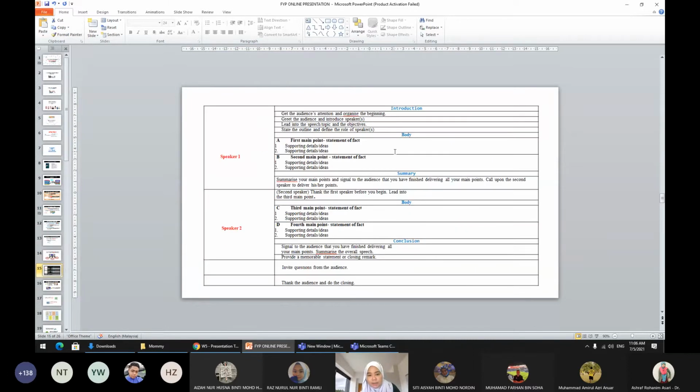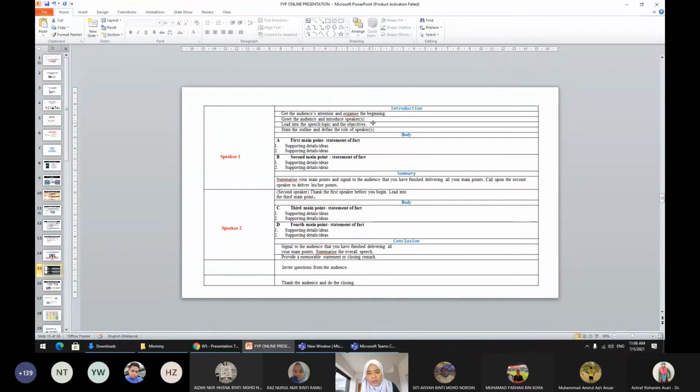Okay, guys. So this one is for diploma students, because you are going to present with your group members, right? Okay. So this is the structure. You start first. Try to get the attention and organize the beginning. Greet the audience first, and then lead into the speech topic and objectives.